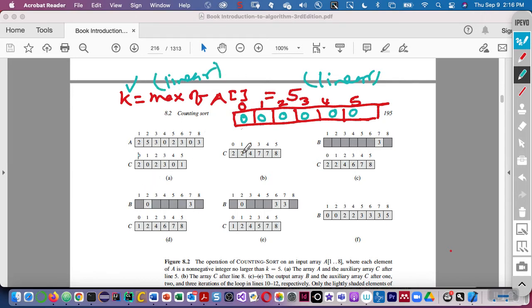Okay, now we need to update this C with the number of occurrences of each given element. That can also be done in linear time, right? We can search each element of this given array and check for how many 2's are there.